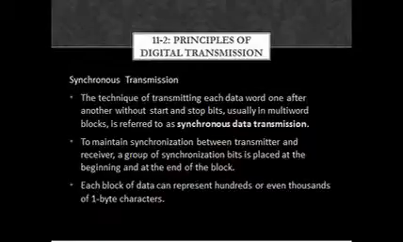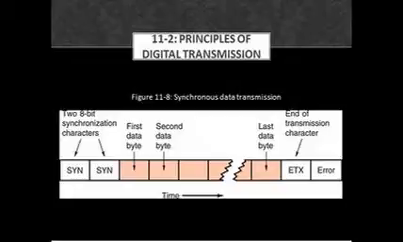Synchronous transmission assumes that the receiver knows or has a clock frequency identical to that of the transmitter clock. Usually, the clock at the receiver is derived from the received signal, so that it is precisely the same frequency as, and in synchronization with, the transmitter clock. Figure 11.8 shows one arrangement.